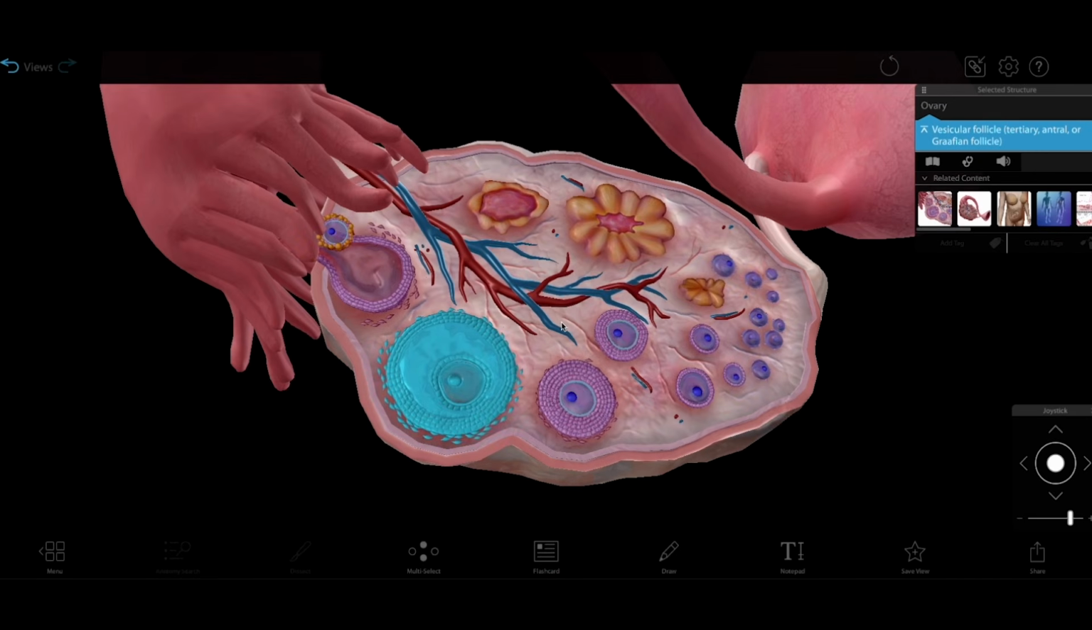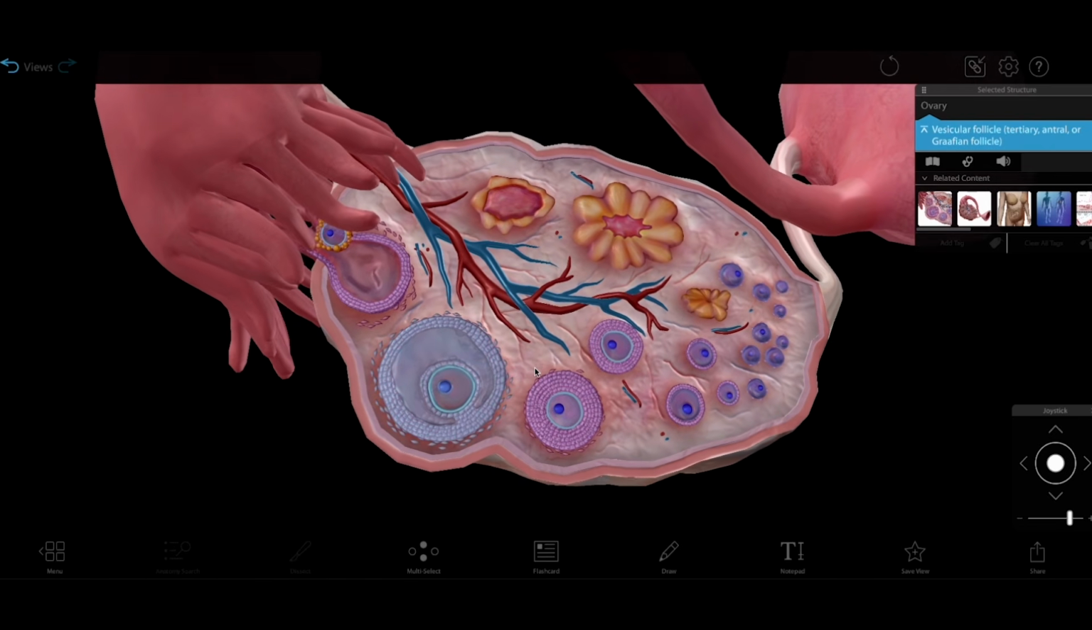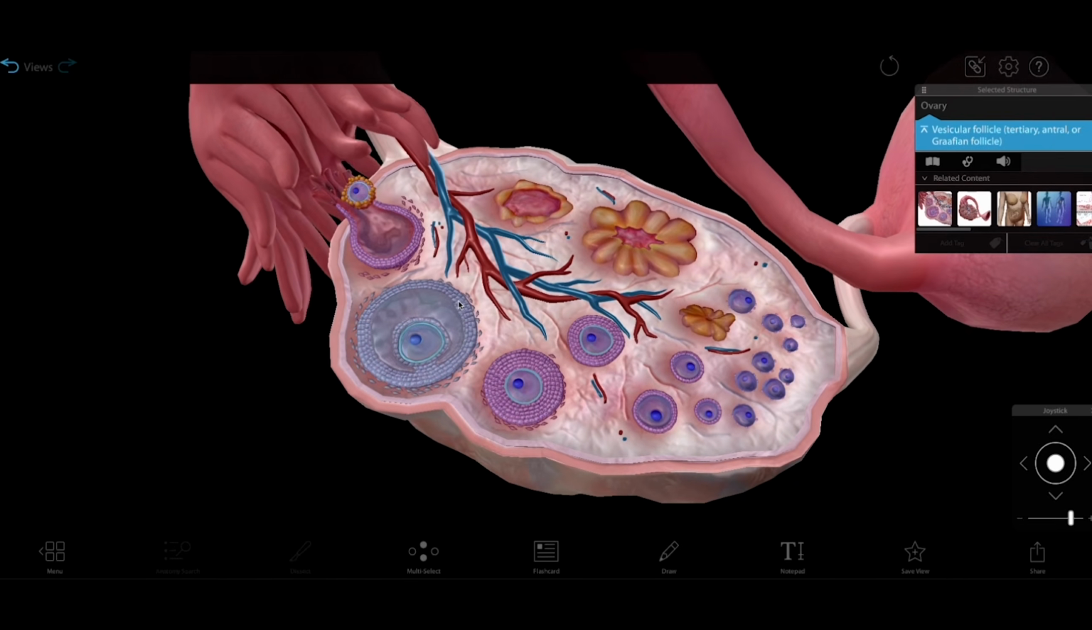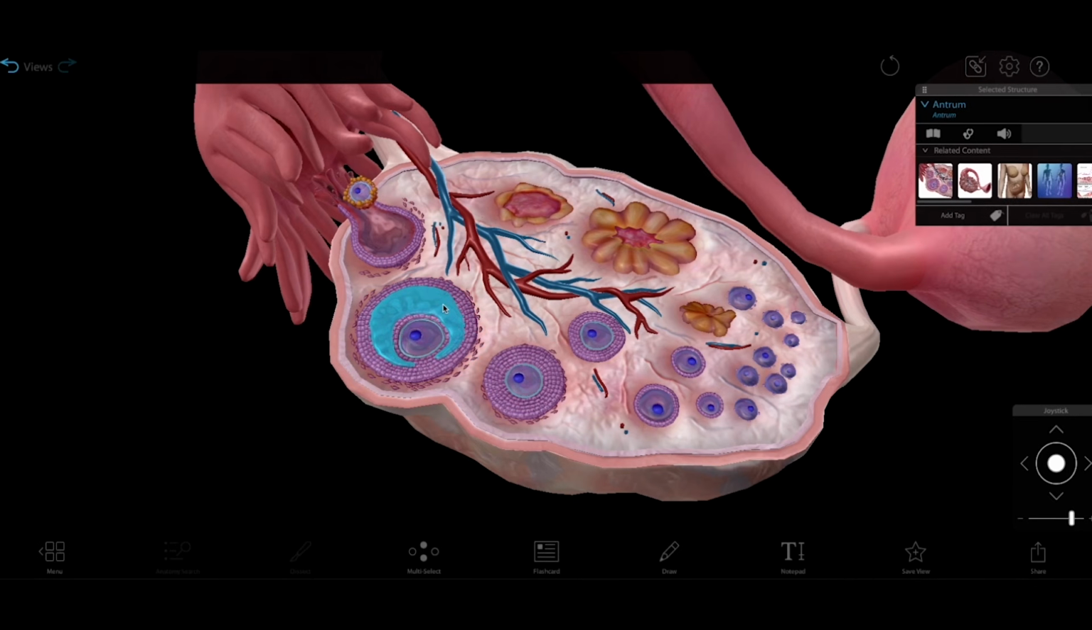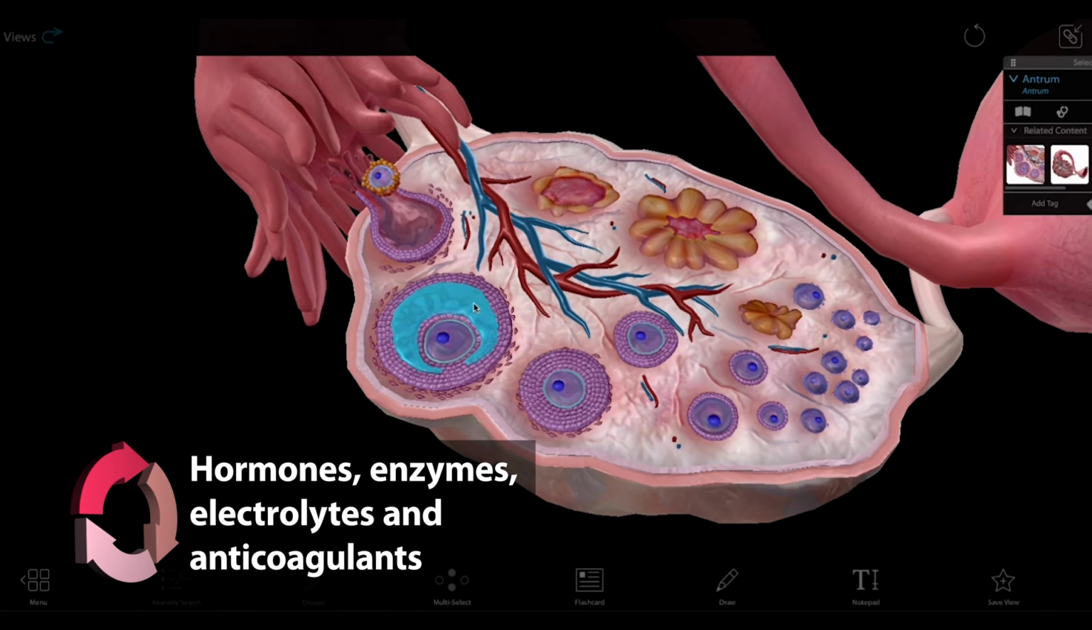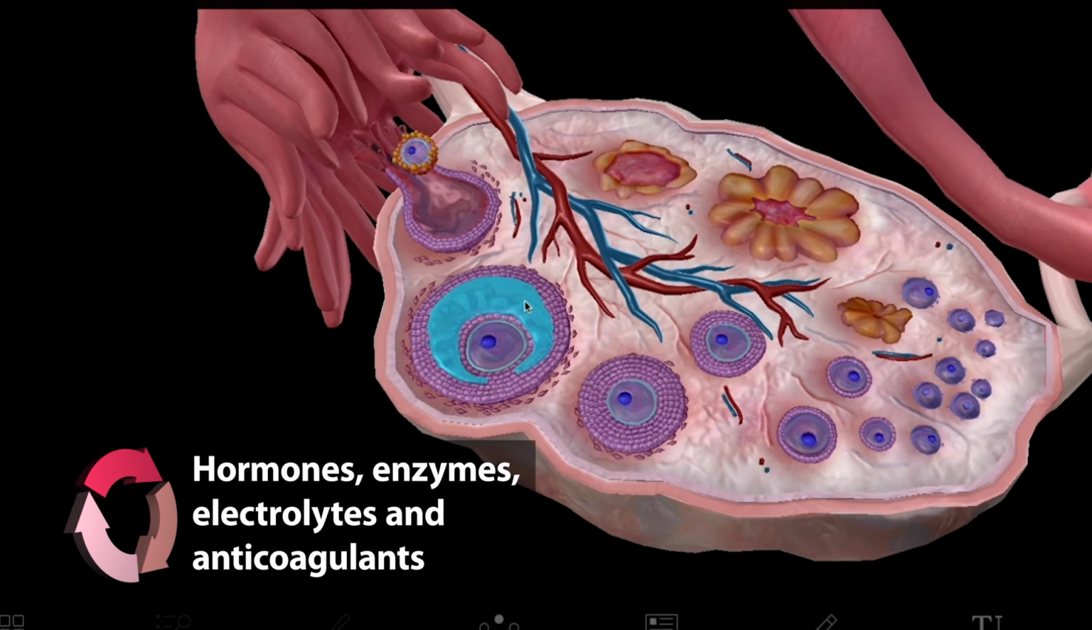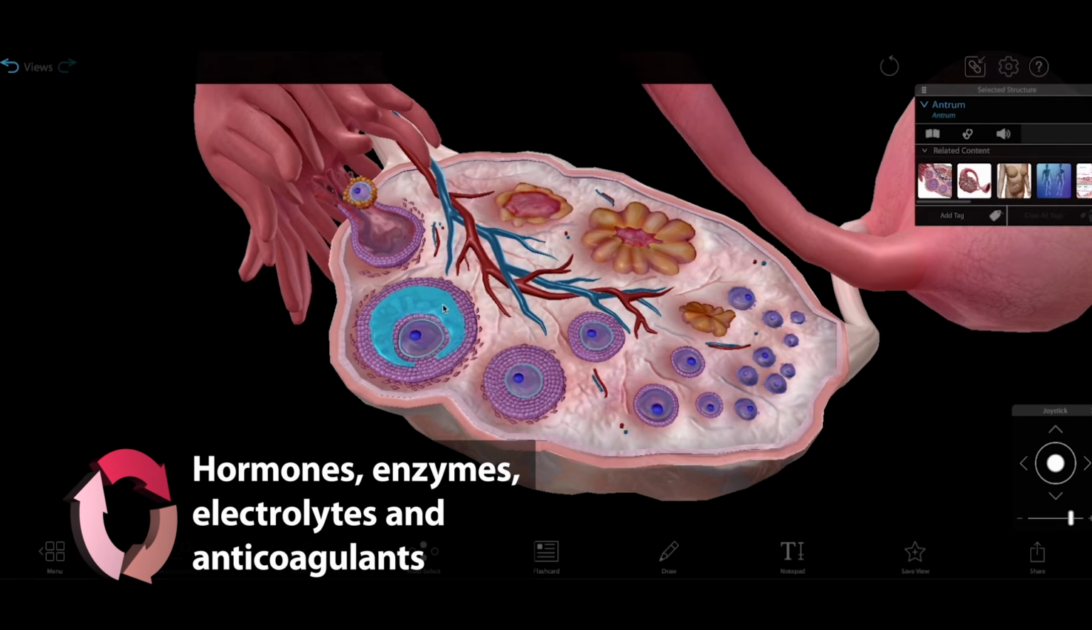A few days before ovulation, the secondary follicle develops into a vesicular follicle. The vesicular follicle contains a fluid-filled space called the antrum that surrounds the secondary oocyte. The antrum is full of hormones, enzymes, electrolytes, and anticoagulants.